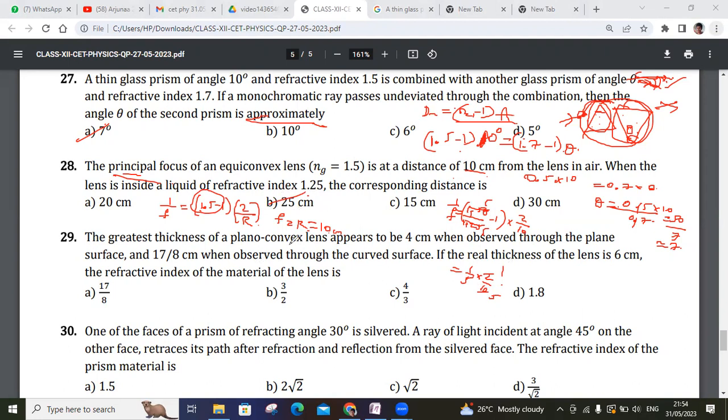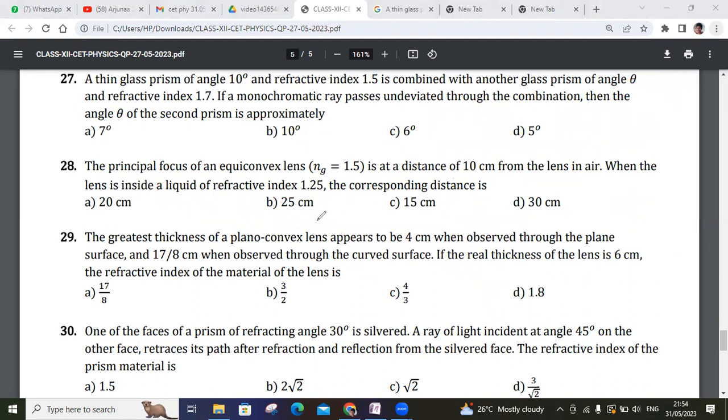Then we have 29th. The greatest thickness of a plano convex lens appears to be 4 cm when observed through the plane surface. So a plano convex lens like this, right? When observed from the plane surface, you are observing from here, and the lens appears to be 4 cm thick, correct? Greatest thickness. From here the thicknesses vary, but this is the greatest thickness. It appears to be 4 cm. So here you can use the apparent depth formula, correct? Suppose you have kept some coin here, so he is seeing this bottom.